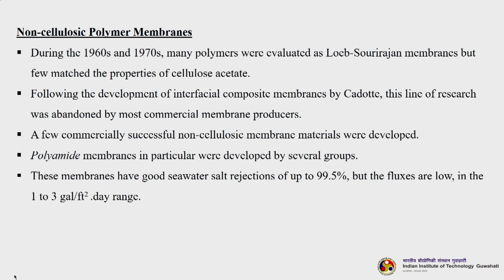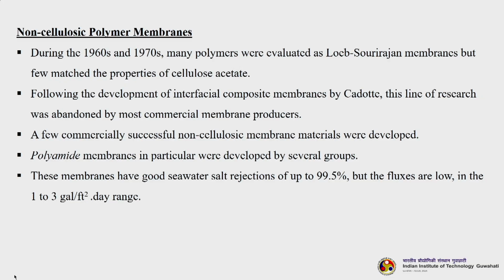However, cellulosic materials are not the only materials being used right now for commercial RO membranes. There are non-cellulosic membranes also. So, let us discuss a little about the non-cellulosic polymeric membranes. During the 1960s and 70s, many polymers were evaluated as Loeb-Sourirajan membranes, but few matched the properties of cellulose acetate. Following the development of the interfacial composite membrane by Cadotte, this line of research was abandoned by most commercial membrane producers, because everybody shifted to interfacial composite membranes because of the better properties.